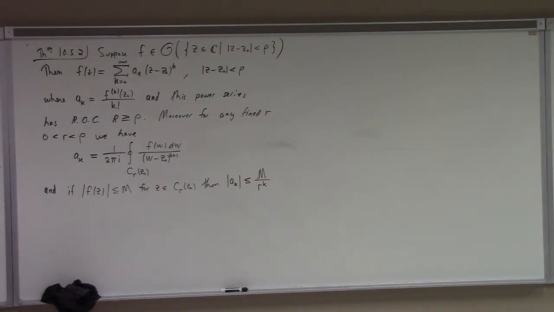Or we can think of the kth coefficient of the power series as being related to the integral of the function divided by the k plus 1th power function centered at z naught. And finally, as if that's not enough, if we have a bound for the function, we have a bound for the coefficients in a natural way. So yeah, it's pretty nice. Let's look at the proof of this.